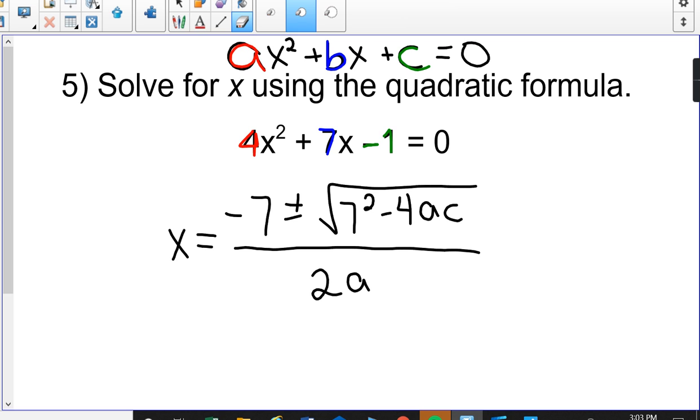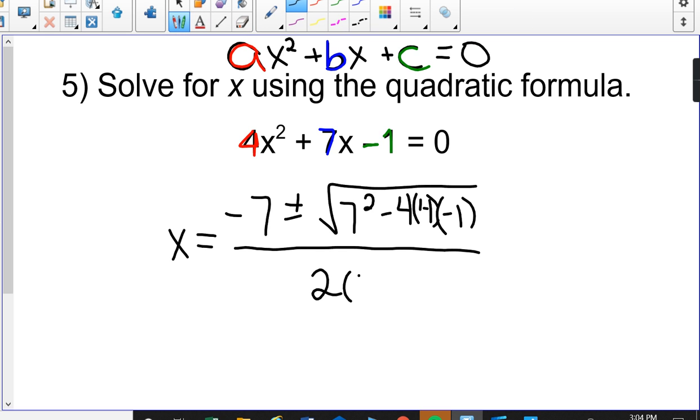And then I have a. For a, I'm going to put in 4. And we are multiplying, so I'm putting parentheses to show it's going to be -4 times 4. And then for C, I'm going to put in -1. And then on the bottom, I have 2a. For a, I had 4, so that's 2 multiplied by 4. Okay, so I plugged in all of the correct numbers in the correct parts of the formula.